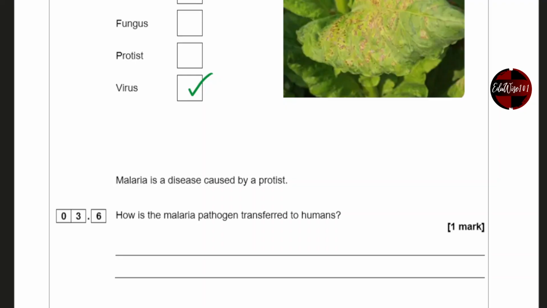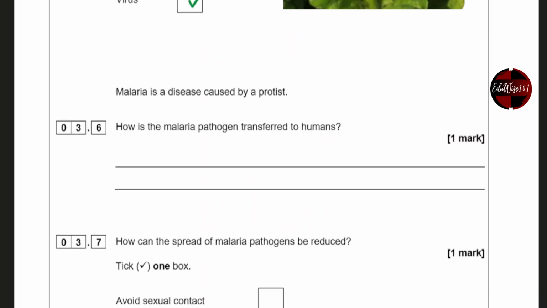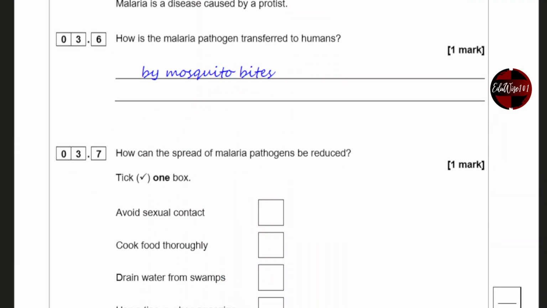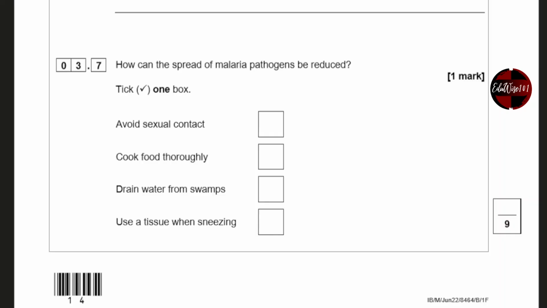Malaria is a disease caused by a protist. How is the malaria pathogen transferred to humans? How do humans get it? By mosquito bites. How can the spread of malaria pathogens be reduced? Now, if you reduce the amount of mosquitoes, then you would control the amount of malaria as well.